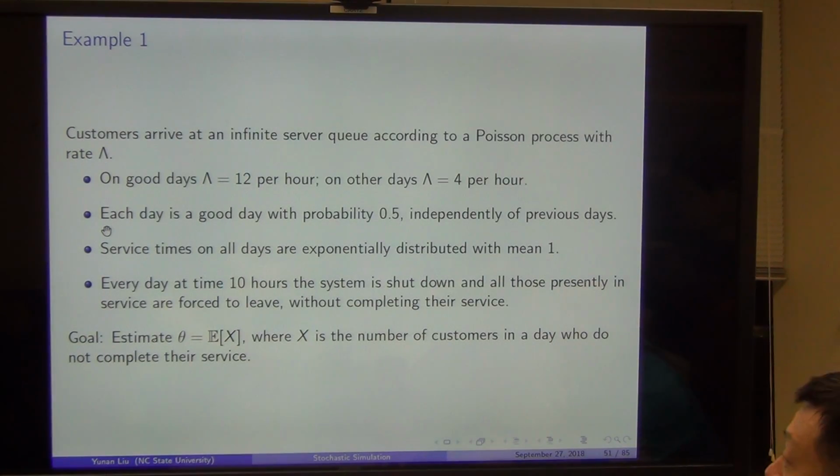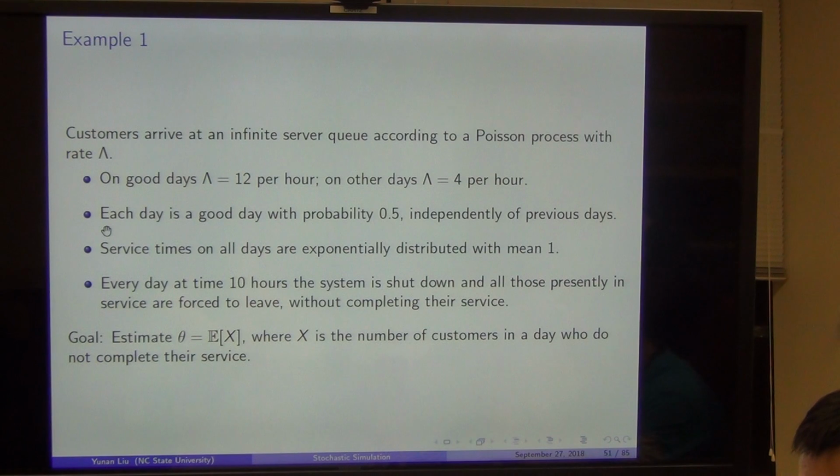Here's a quick example. We have a sequence of examples here. Customers arrive at an infinite server queue according to a Poisson process with rate lambda. And lambda here is a random variable. Lambda is equal to 12 or 4, with some probability. So on a good day, lambda is big. On a bad day, lambda is small. Let's say good day means good weather and bad day means bad weather.